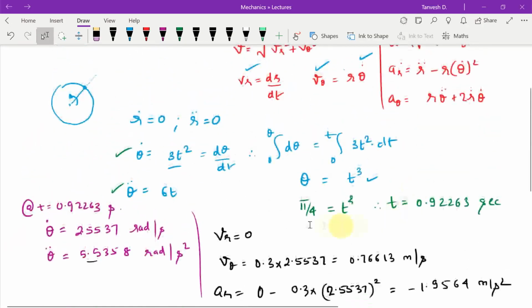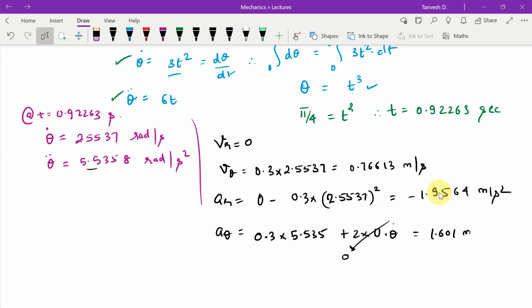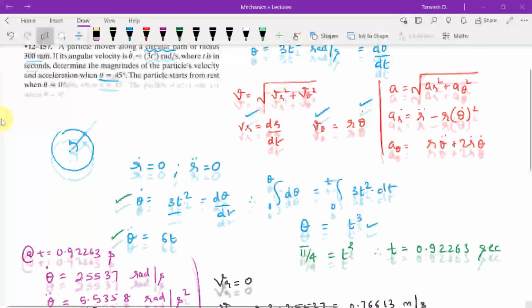R dot is 0, theta dot whatever it is, so this term is anyway going to come 0. Okay, right? So this is 0, so therefore this will get us 1.601 meters per second square. And then of course finally you can find your total velocity, which is under root of VR square plus V theta square. VR is anyway 0, so this is your magnitude of the velocity. And we can also find the magnitude of your acceleration, right? So this completes the first numerical.